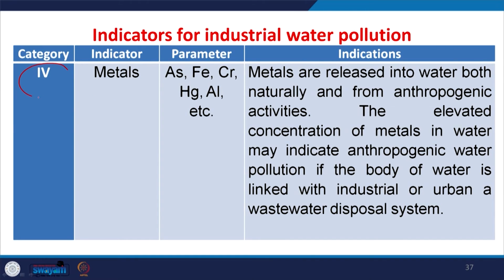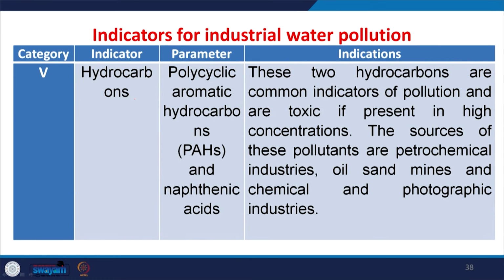The fourth category is attributed to metals like arsenic, iron, chromium, mercury, aluminum, etc. Now, metals are released into water both naturally and from anthropogenic activities. The elevated concentration of metals in water may indicate anthropogenic water pollution, if the body of water is linked with the industrial or urban wastewater disposal system.